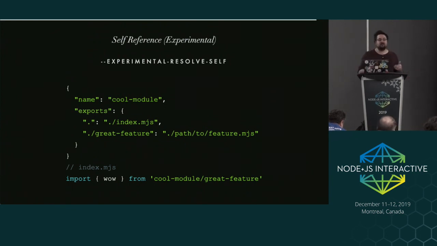Previously, you were limited to either A, having examples that didn't work inside of your repo, or B, having examples that used relative paths for the modules. Or you had to do some gross things with symbolic links, which never works out well.